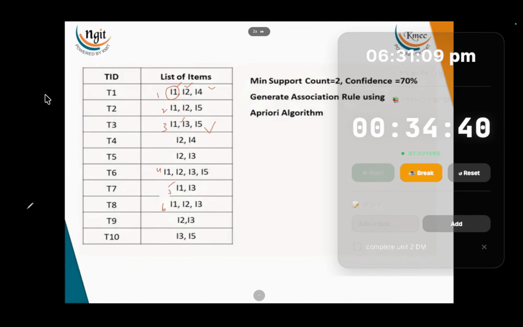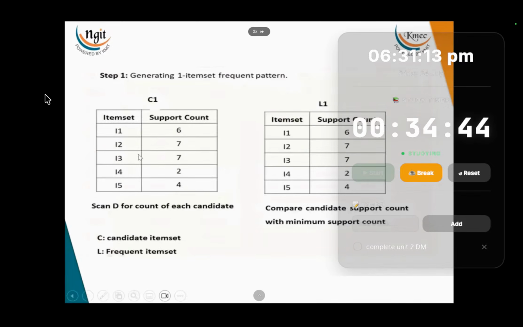Now we need to compare that with the minimum support count, right? So look at this example. Here in this table, we can see the support count of each item: I1 is 6, I2 is 7, I3 is 7, and so on. Once you find this support count, now we need to compare that with the given minimum support count. The given minimum support count is 2. So every item set has a count value which is greater than 2. It means that all the items can be used for mining the association rules, right? So now we have created the one item set frequent pattern.